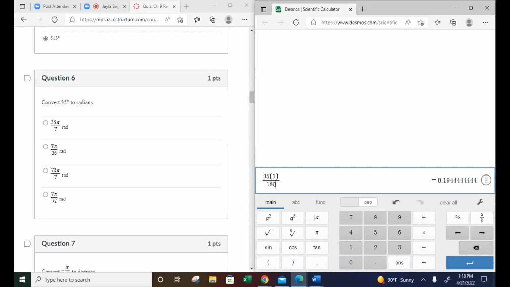Okay. Now, none of those appear. You've got to hit that fraction button over there on the right, and it'll convert it to a fraction for you.